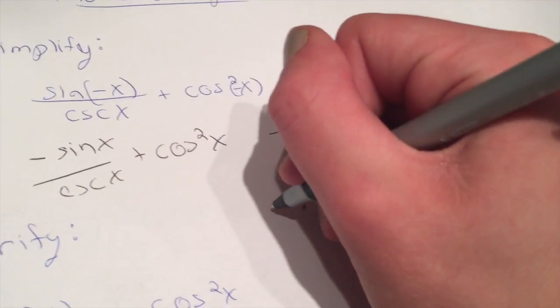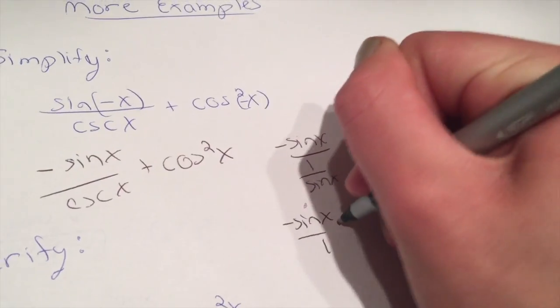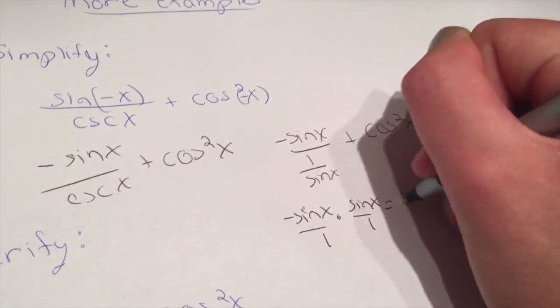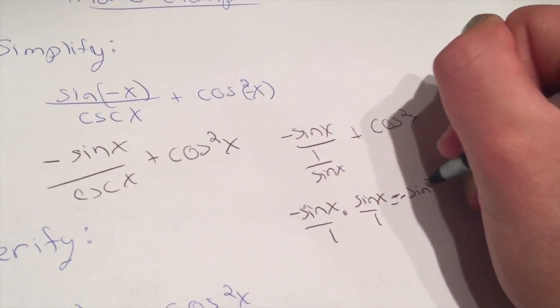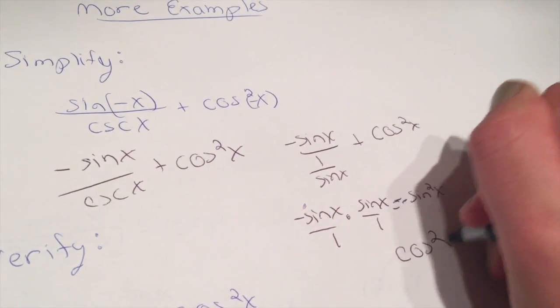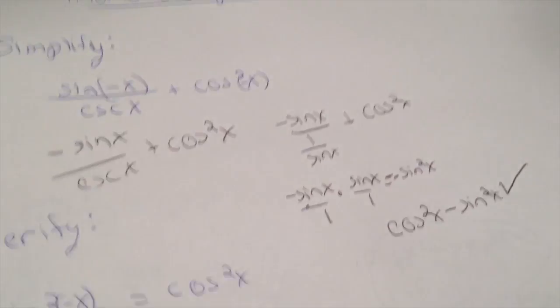So we can use keep change flip. So negative sine x over 1 times sine x over 1 equals negative sine squared x. And your final answer will be cosine squared x minus sine squared x.